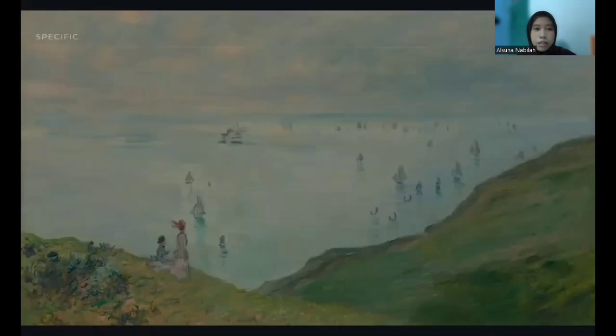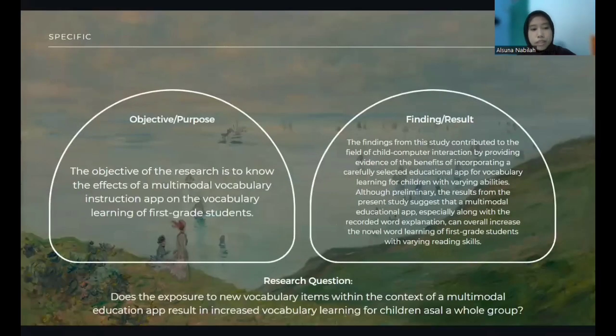The objective of this article is to know the effect of a multimodal vocabulary instruction app on the vocabulary learning of first grade students. The research question is: does exposure to new vocabulary items within the context of a multimodal educational app result in increased vocabulary learning for children as a whole group? The finding is that the study contributes to the field of child computer interaction by providing evidence of the benefits of incorporating a carefully selected educational app for vocabulary learning for children with varying abilities.